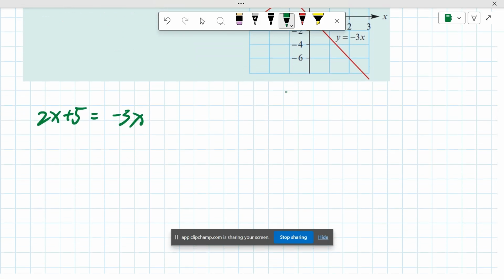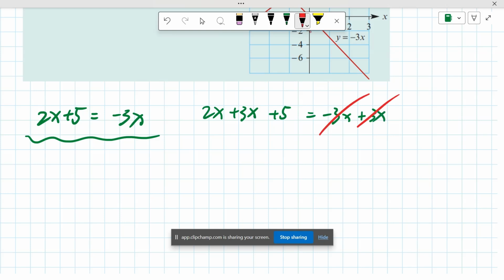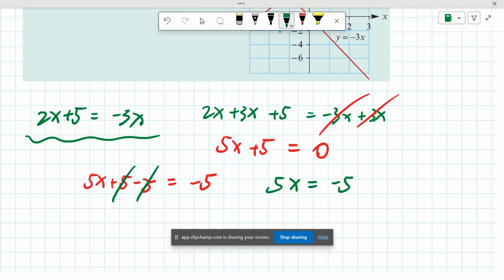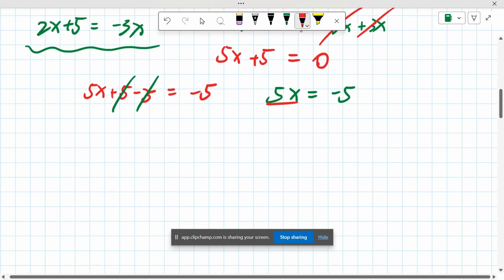Then we're going to solve this equation. Remember, unknown numbers on the left, all the numbers on the right. So we add 3x to both sides, this side cancels out to 0, and the other becomes 5x plus 5 equal to 0. Now both sides minus 5, so 5x plus 5 minus 5 equal to minus 5. Crossing out, 5x equal to minus 5, and then both sides divided by 5, x equal to negative 1.